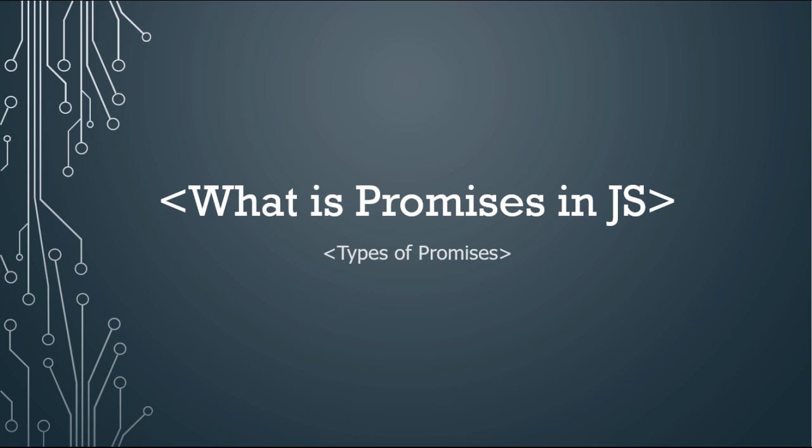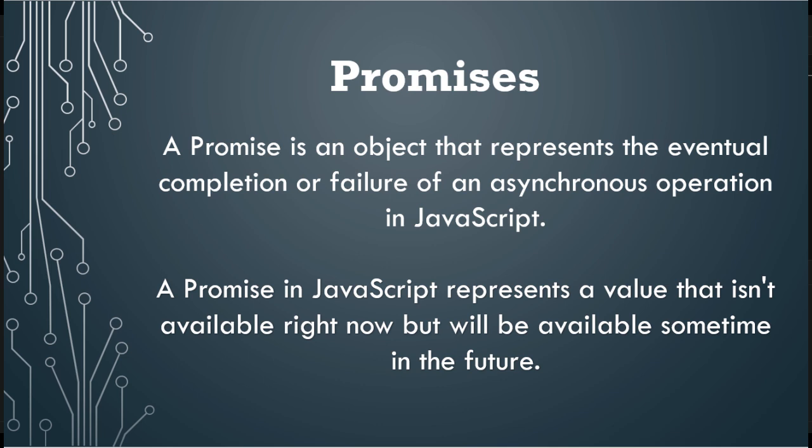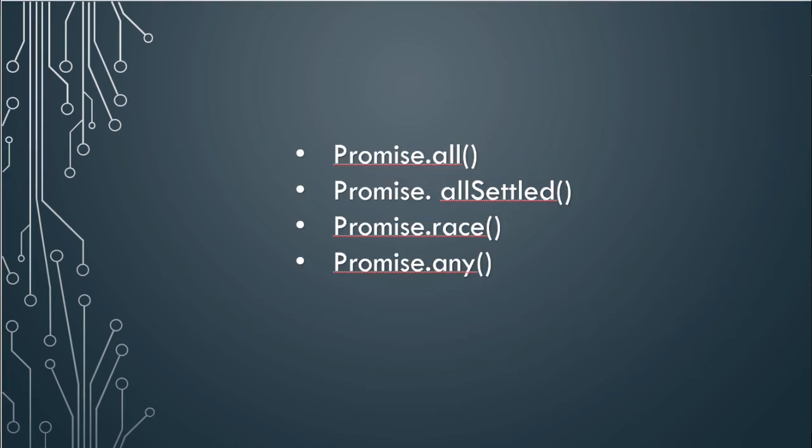If you're confused about what promises in JavaScript are and what the types of promises in JavaScript are, then this video is for you. A promise is an object that represents the eventual completion or failure of an asynchronous operation in JavaScript. In other words, a promise represents a value that isn't available right now, but will be available sometime in the future. So this is a promise in JavaScript. There are a few types of promises which we are going to discuss in this video.